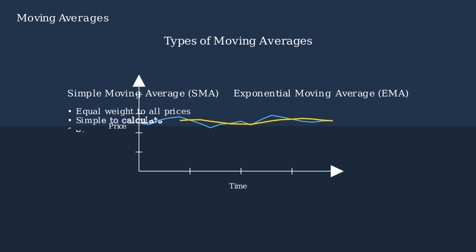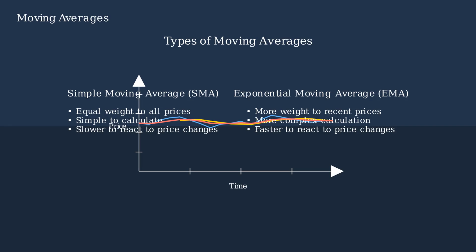A simple moving average gives equal weight to all prices in the calculation period. It's straightforward, but slower to react to price changes. An exponential moving average gives more weight to recent prices, making it more responsive to new information and price changes.